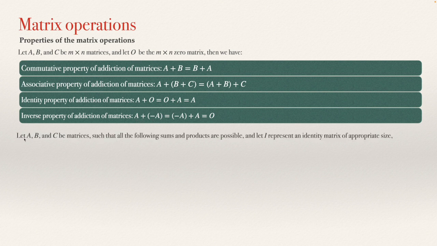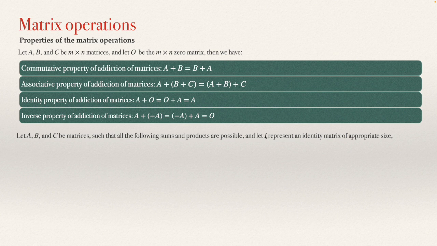If we have A, B, and C matrices in such a way that the operations I'm going to speak about are possible, so we know when they are possible: additions need the matrices to have the same size, and for multiplication, the number of columns of the first matrix needs to equal the number of rows of the second matrix. And let I represent the identity matrix of appropriate size, so that you can make the multiplications. And this will satisfy the identity property for multiplication.